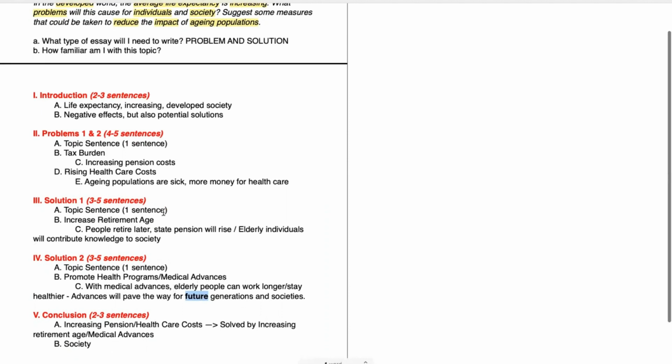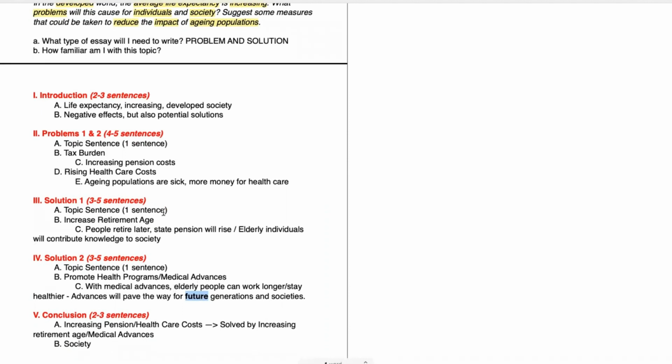Now, for the conclusion, I'm going to talk about my main points, and my main points were increasing pension and healthcare costs basically can be solved by increasing retirement age and medical advances. That is everything I talked about up here. And something important about this topic, I'll think about that. I will definitely relate it to society because in paragraph 4, I talked about future generations and society. So the fact that this is relating to the future will lead in nicely to this conclusion. So this is my quick outline.